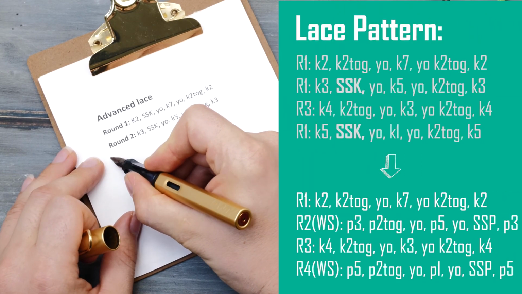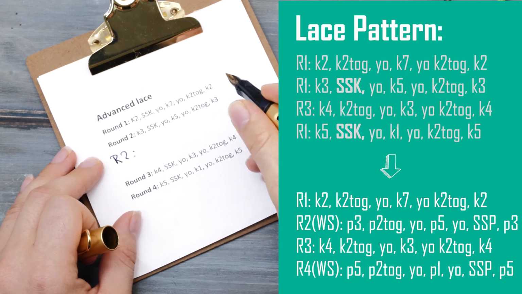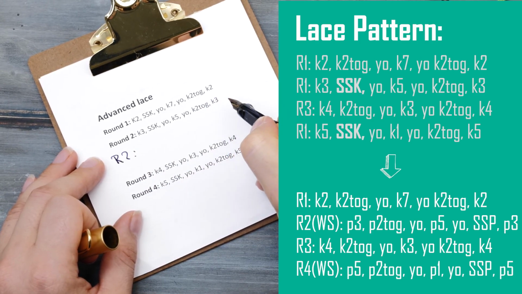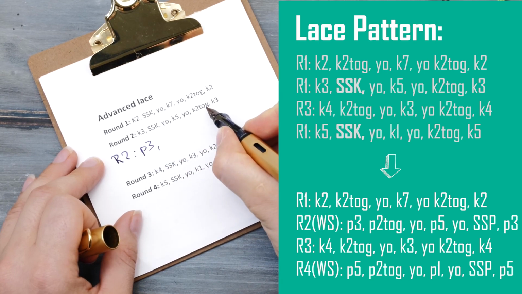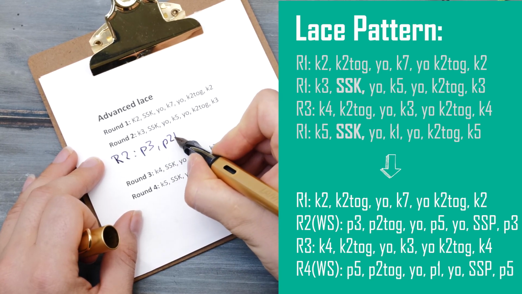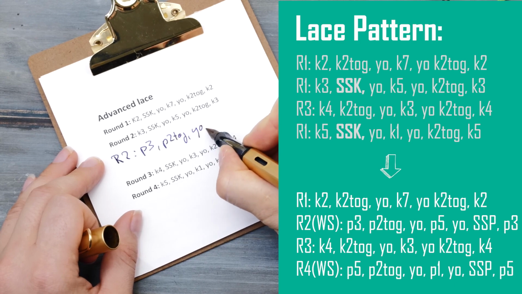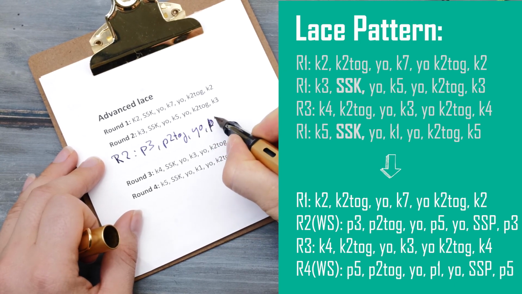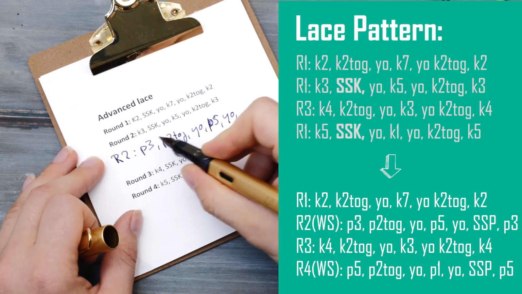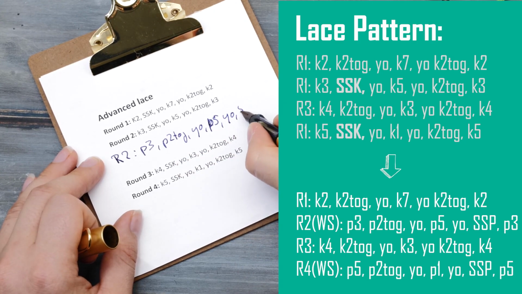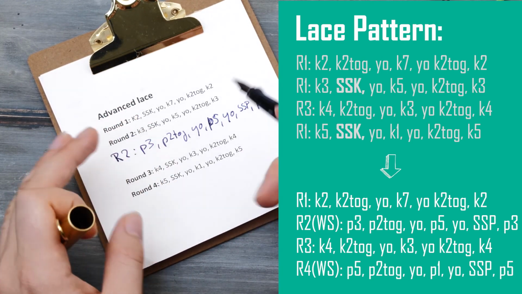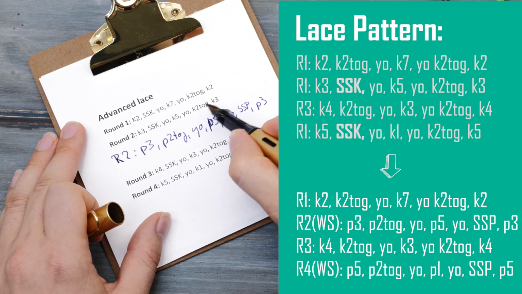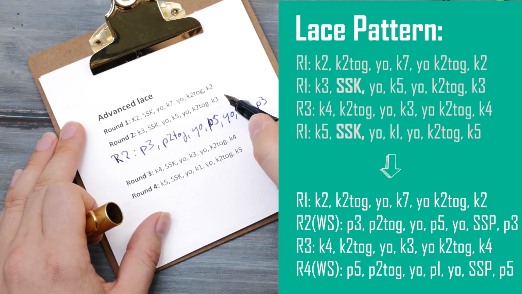So row 2 would be, so you start from the other end and you would go purl 3, then knit 2 together turns into a purl 2 together, yarn over, purl 5, sorry, yarn over, SSK turns into SSP and purl 3, and the same for round 4. So you have to start transcribing at the other end.